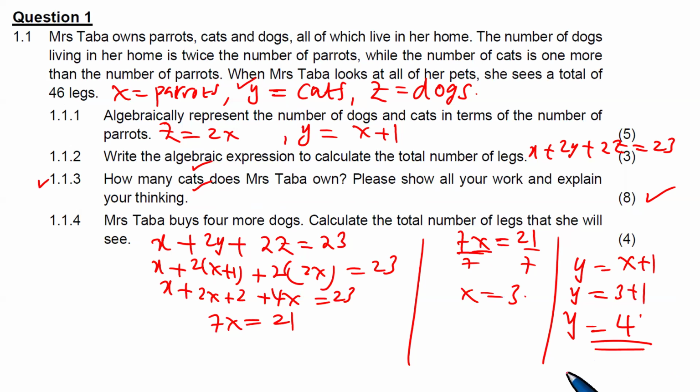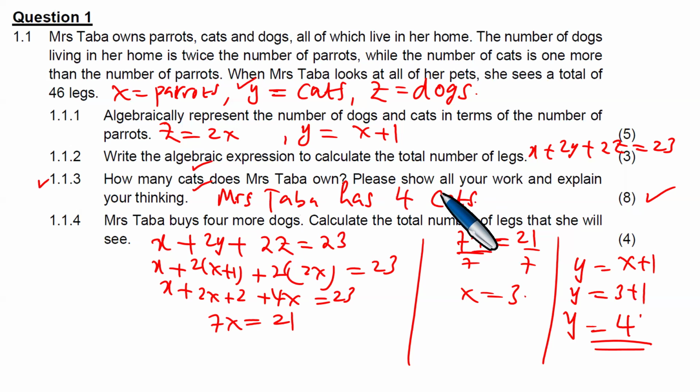So at this point, it means that we have how many things? Obviously, it means that Mrs. Taba has 4 cats. Yeah, so that is sort of the thing we have here. Okay, so there are 4 cats.